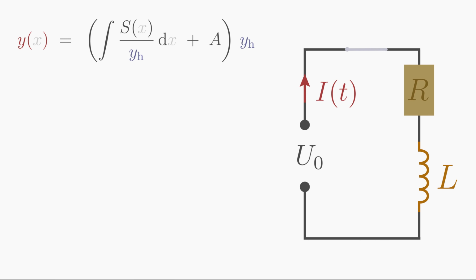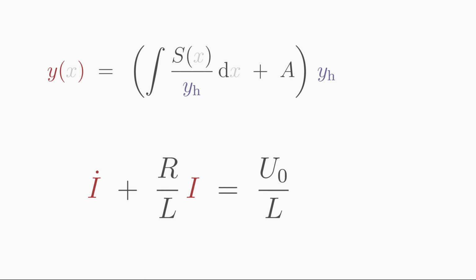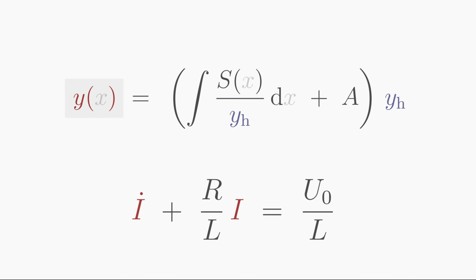Using Kirchhoff's laws, we can set up the following differential equation for the current I. Remember that the point above the I means the first time derivative. This is an inhomogeneous linear differential equation of first order. The searched function y corresponds here to the current I. The perturbation function s corresponds to U0 over L and is time independent in this case.